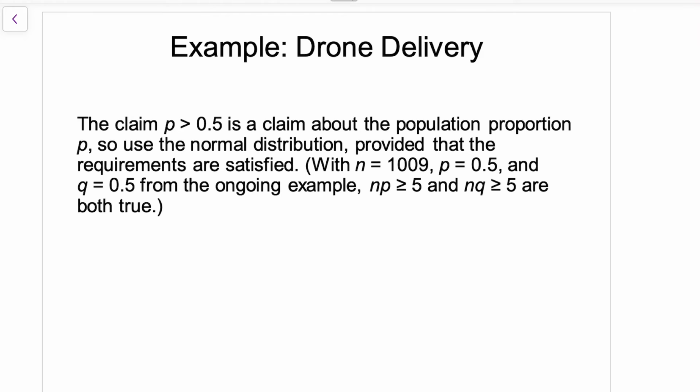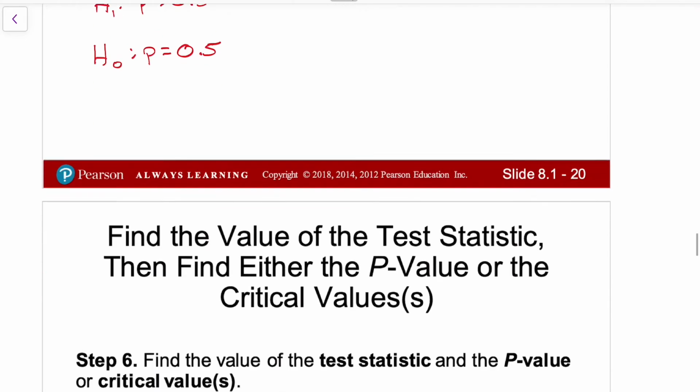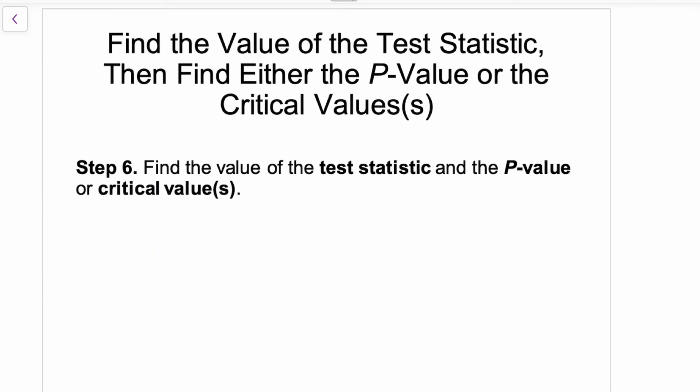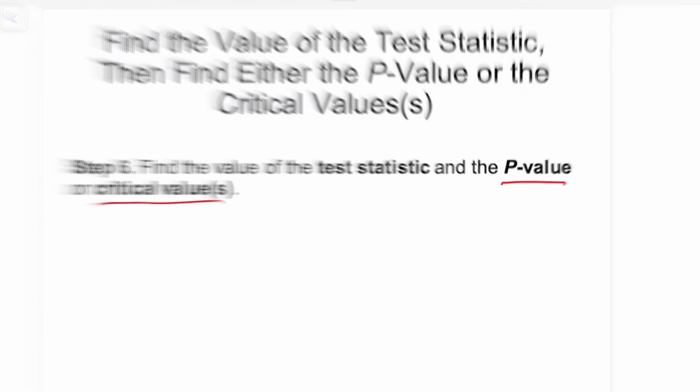So, in our example of drone deliveries, our claim is that the population proportion is greater than 0.5. And recall, our alternative hypothesis was that claim. Our null hypothesis was that the proportion was equal to 0.5. What we want to do is find the value of our test statistic and then use the p-value or the critical value. These are two different methods for determining whether we can reject the null hypothesis or whether we can fail to reject the null hypothesis.